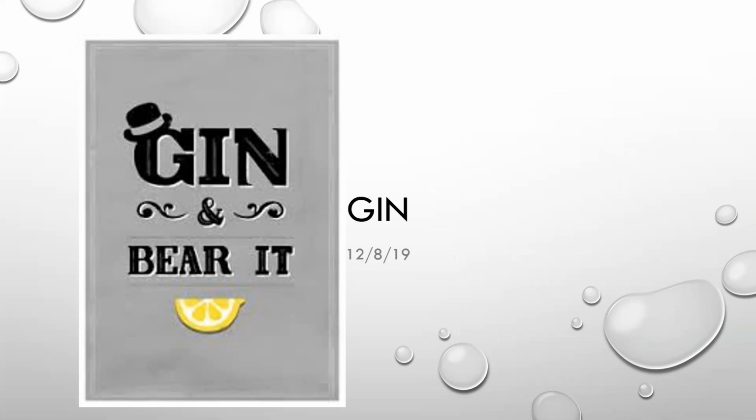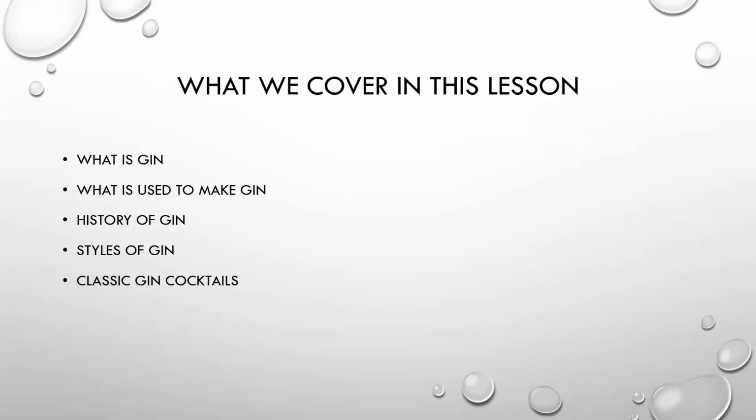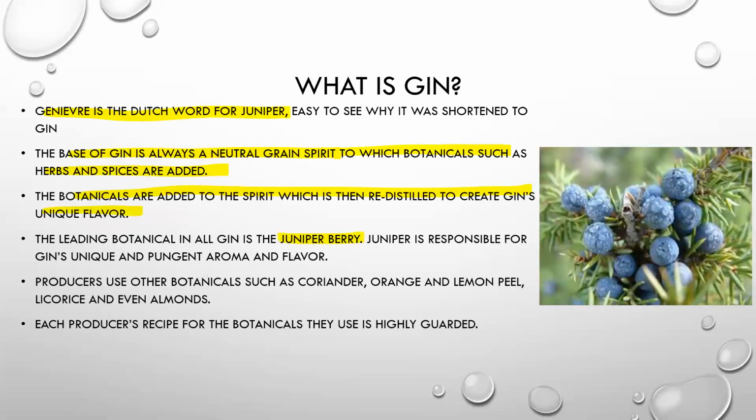Gin, which is sort of the big brother of vodka, if you will. We'll talk again about what it is, what's used to make it, the history of it, the styles, the classic cocktails based around it. And this will be a bit more robust than what we saw with vodka. So what is gin? Genever is the Dutch word for juniper. So you can see why it was shortened to gin.